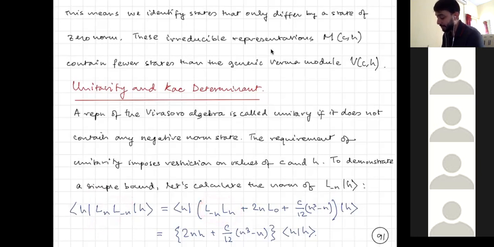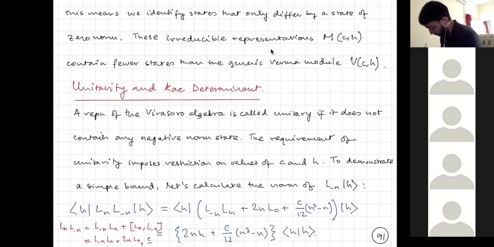So what you get is, as you know, Ln. So what am I doing here? What I'm doing is simply Ln L minus n is equal to L minus n Ln plus the commutator of Ln with L minus n. And here I've used the fact that this is nothing but L minus n Ln plus twice n L naught plus the central charge piece, plus c over 12, and so on.